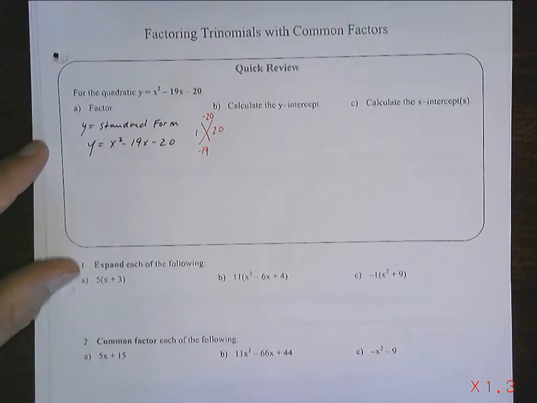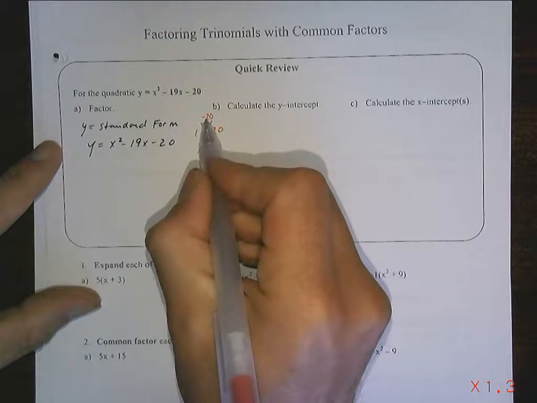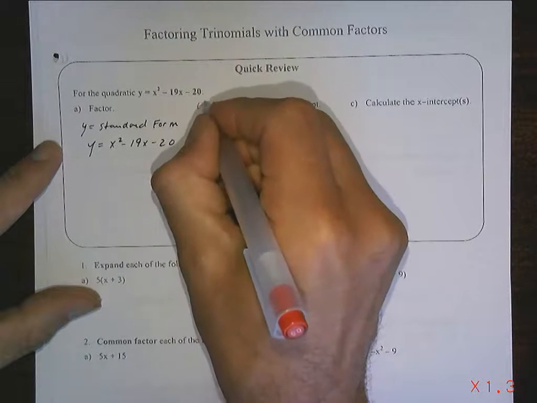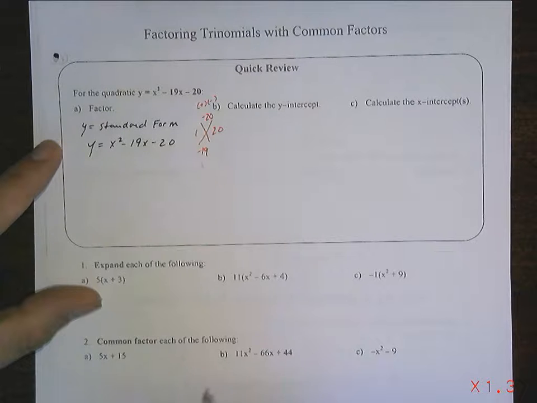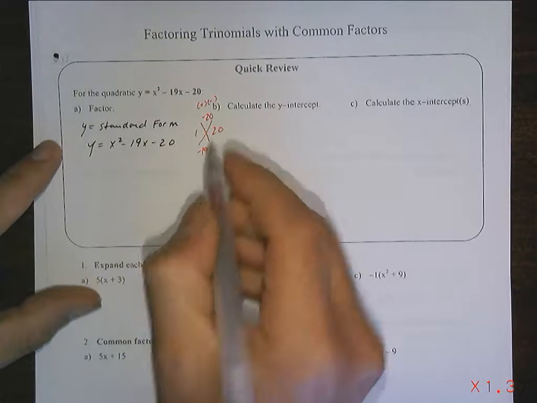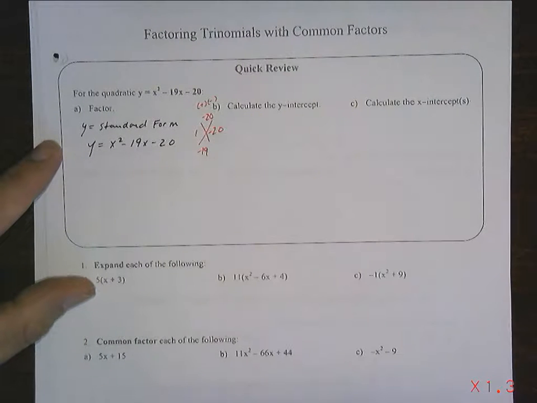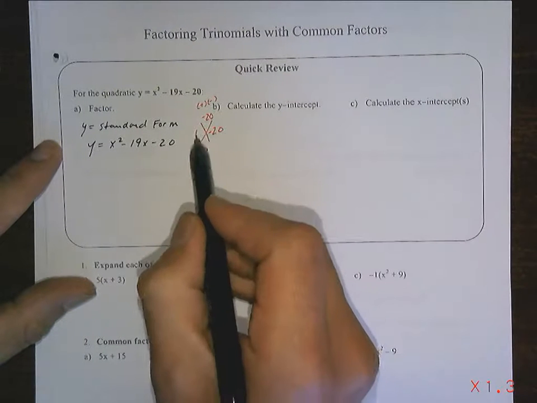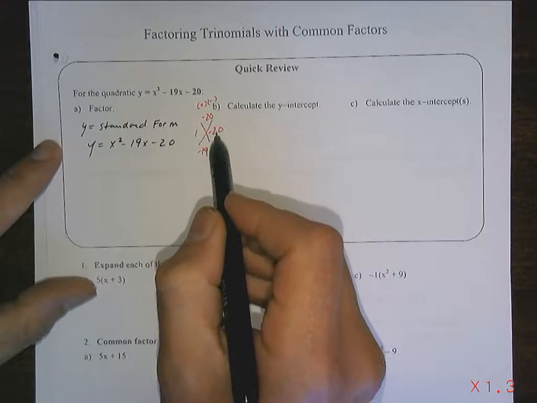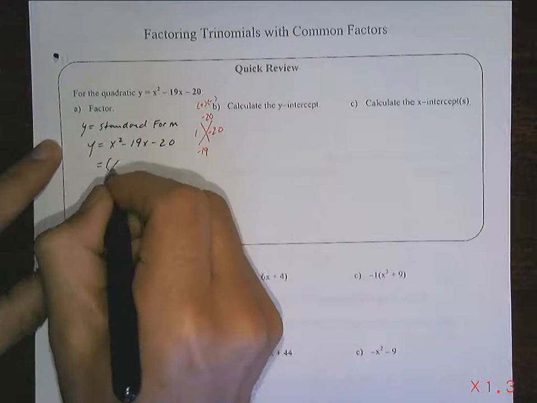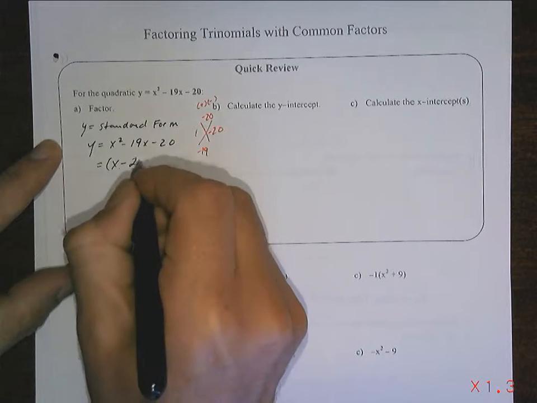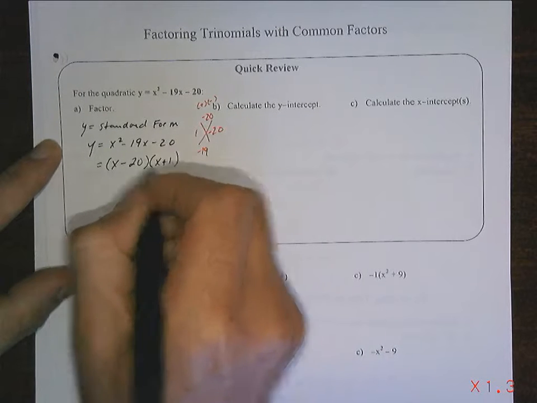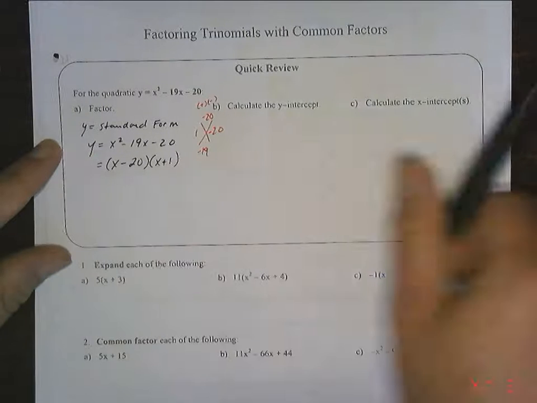How about you? They need to multiply to give a negative, which means one's positive, one's negative. It's the only way two things multiply to give a negative. They add to give a negative, so the larger one better be negative. Let's see if it works. Negative 20 plus 1 is negative 19. Negative 1 times 20 is negative 20. Hey! Life is grand. It is now in factored form.